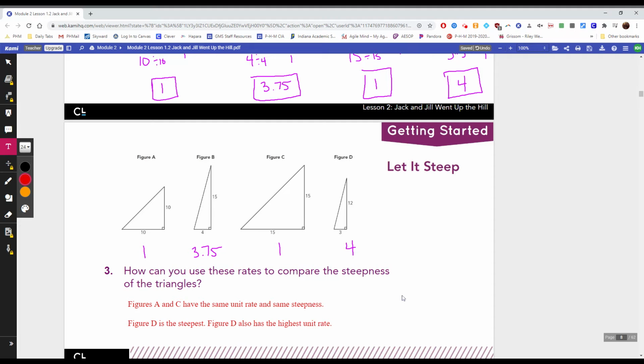And that's a wrap for the warm up and the getting started. I hope that this helped identify ratios, turn them into unit rates, and then connect that unit rate and those ratios to the steepness of triangles. We're going to build on that throughout this upcoming lesson.